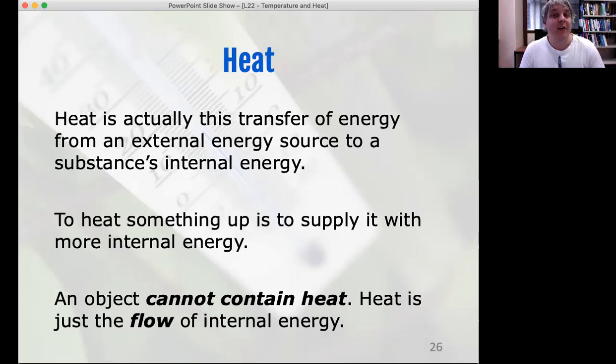So an object cannot contain heat. You can't say that this object has a bunch of heat in it, because heat is the flow of energy. The object contains energy. So if you pour water into a jug, the jug contains water. You can't say it contains the pour. The pour was just the motion of the water into the jug.